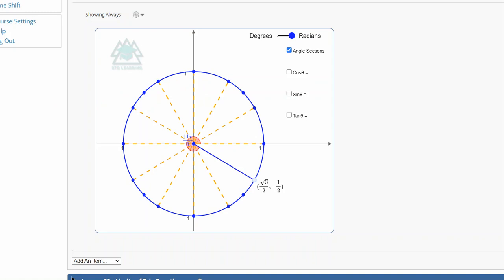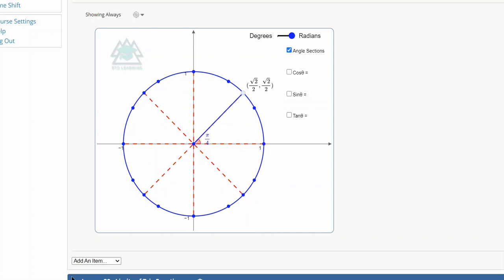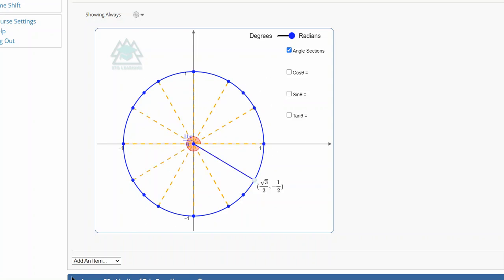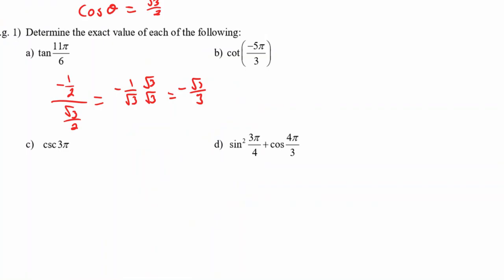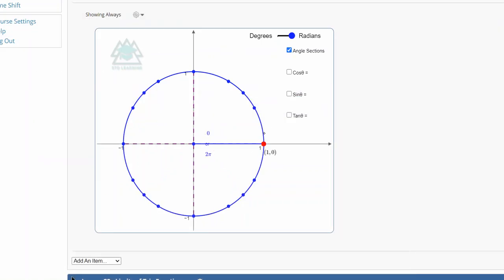Now, sadly, I didn't make the ability to do negative angles, but if you remember, negative angles would just be going the other direction, right? So positive would be going around this way, and negative would just be going that way. So what I find helpful is to forget about the negative for a second. Forget what the number was, negative 5 pi over 3. So let's just go 5 pi over 3.